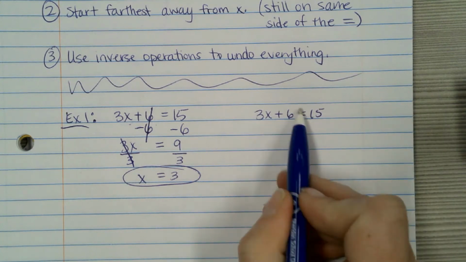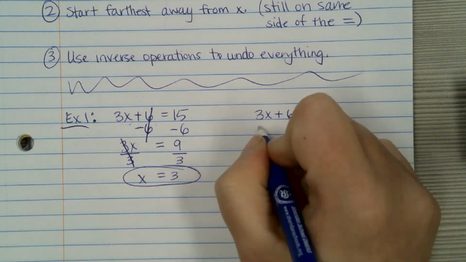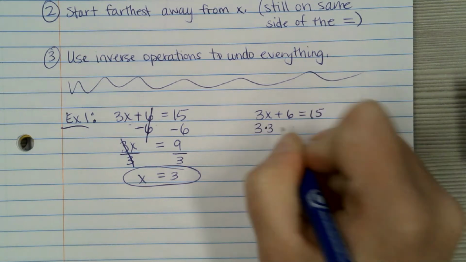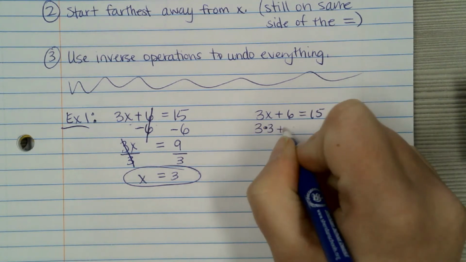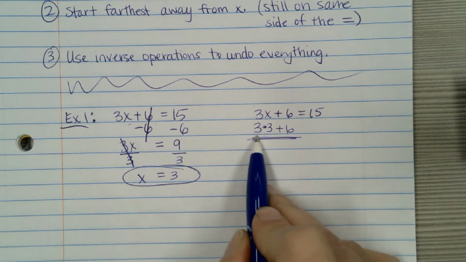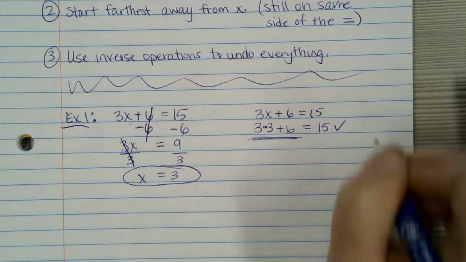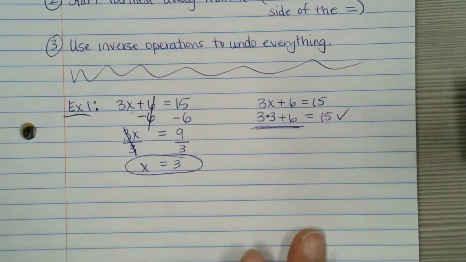3x plus 6 equals 15. So this means that this x, the solution is 3. So in place of x, I'm going to put 3. So 3 times 3 plus 6. If you type this in the calculator, 3 times 3 plus 6, it will give you 15, which is what it was supposed to give you. That tells you you got the right answer.